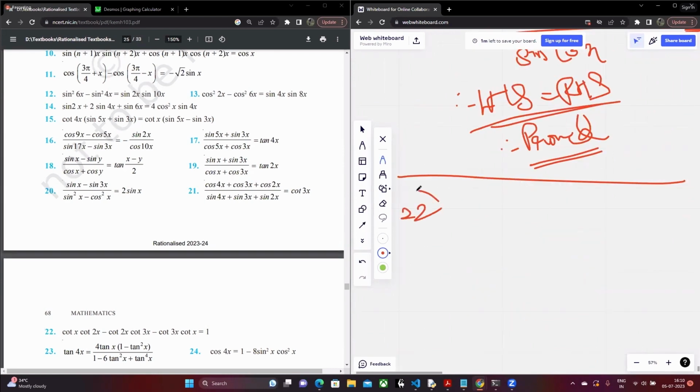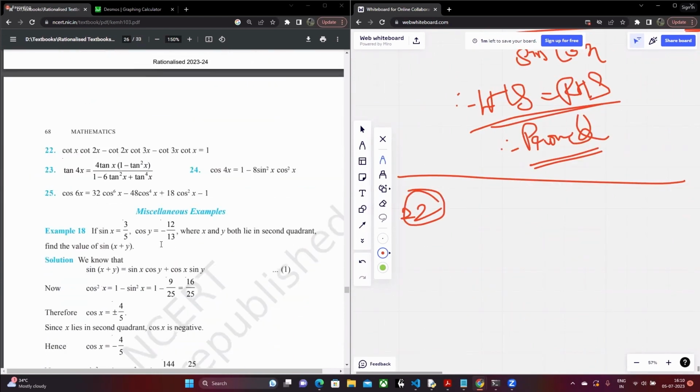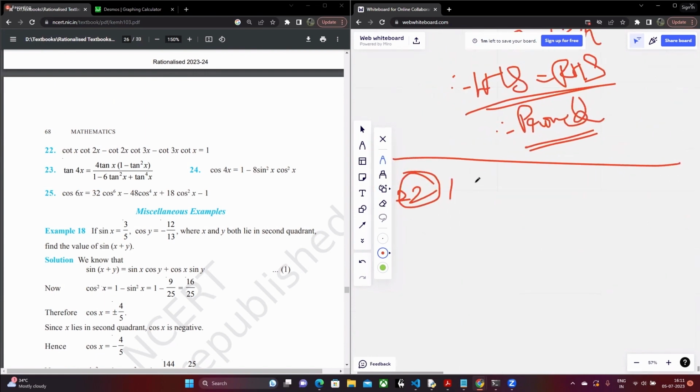Question number 22. Right? This is cot x cot 2x minus cot 2x cot 3x minus cot 3x cot x is equal to 1. So, over here, what you can do is, take something common out, right? Since the right hand side is basically one number, that is 1, I take the left hand side, that is what I can simplify. So I'll write the left hand side out first.